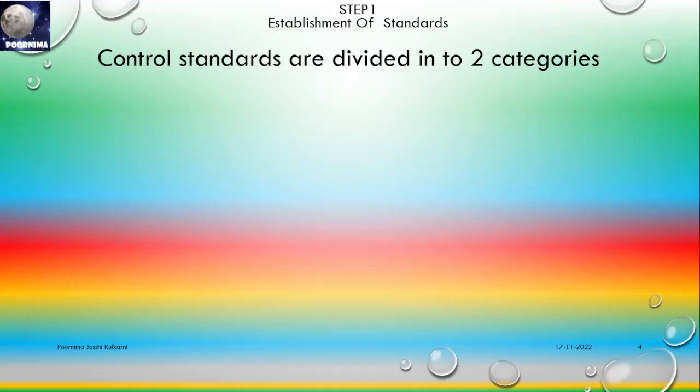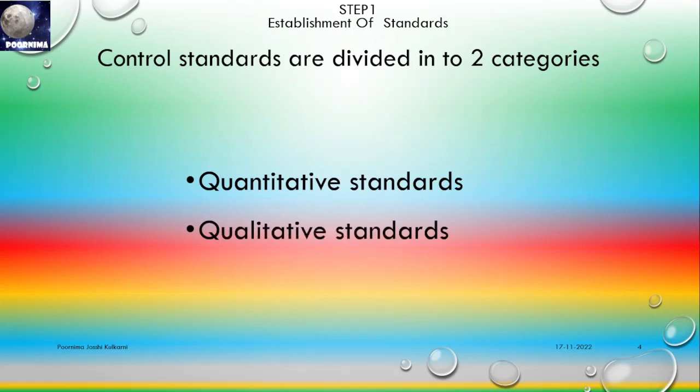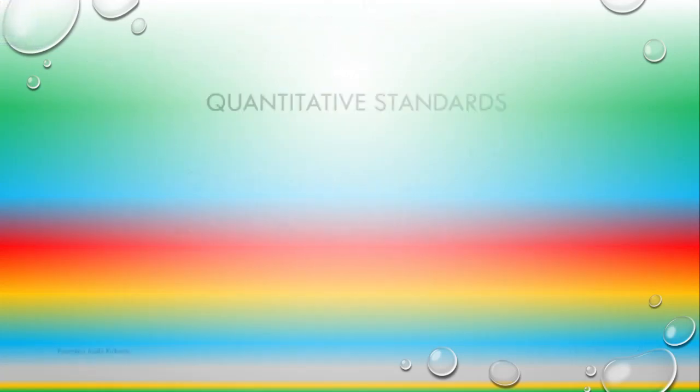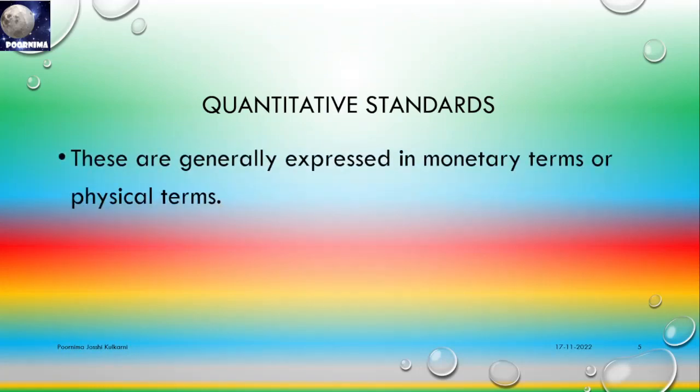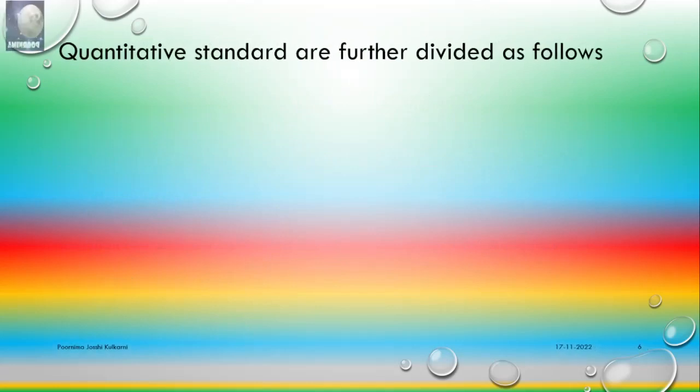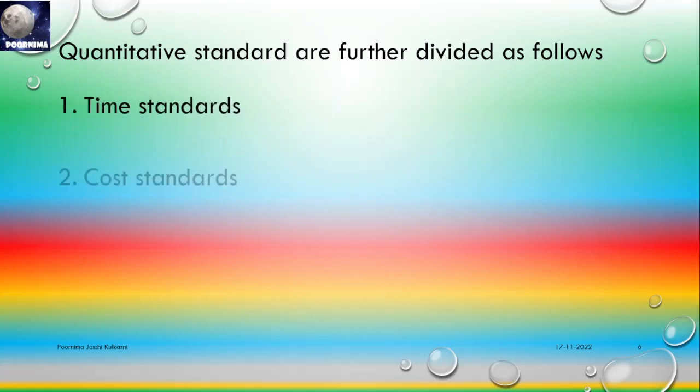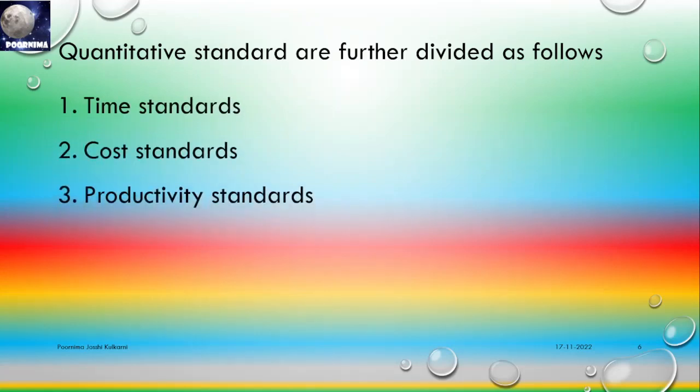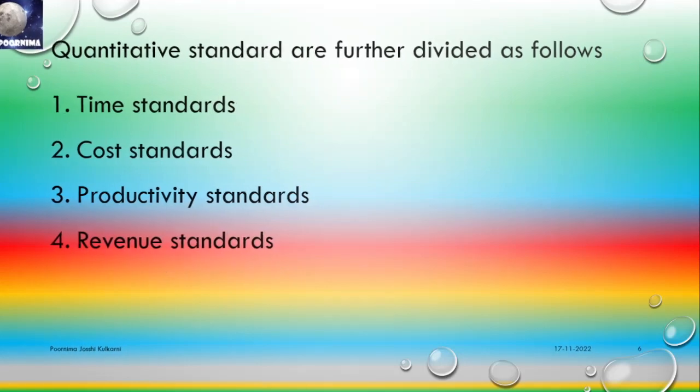Control standards are divided into two categories: quantitative standards and qualitative standards. Quantitative standards are generally expressed in monetary terms or physical terms. Such standards are set up in respect of production and sales, etc., where results are measured in quantitative terms. Quantitative standards are further divided as follows: time standards, cost standards, productivity standards, revenue standards.